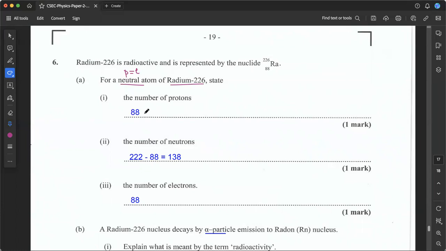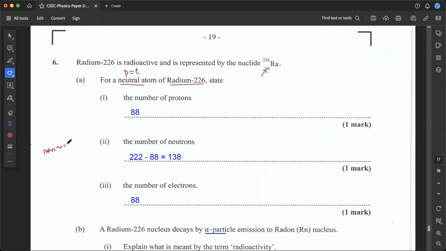So if we have a neutral atom of radium-226, with this nuclide symbol, state 1, the number of protons. The number of protons is the same as the atomic number, which is this one here, so that's 88. That's our proton number, so we simply write that here. And then for part 2, the number of neutrons in that neutral radium atom. The number of neutrons is the mass number minus the atomic number, right? And that's what tells us how many neutrons there are.